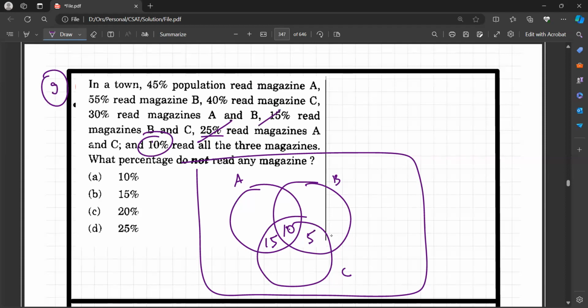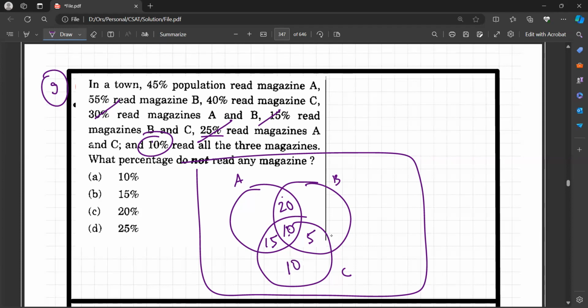30% read magazine A and B. So this has to be 20 because 20 plus 10 has to be 30. 10% read all the three magazines. We have done that. 30% read magazine A and B. We have done this. 40% read magazine C. So 15, 5, 20, yeah, 30. So this has to be 10.